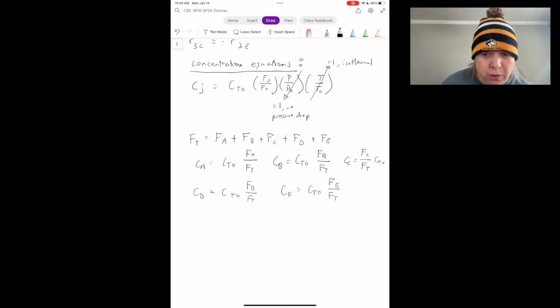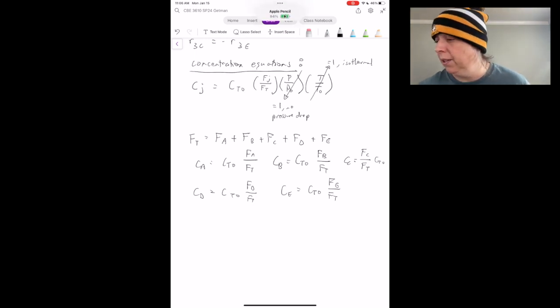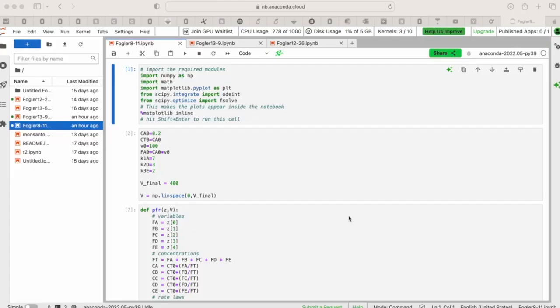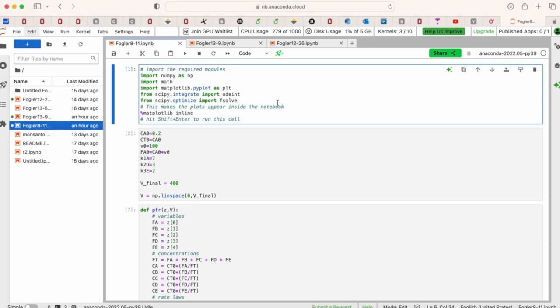All right, so then I should have all of the equations I need. So now I can put this into a solver and solve it. So let's do that. All right, so here I have the Python file set up for this problem that we were working on for multiple reactions in a PFR. So up here I just have the normal information I need to use to import the correct modules into Python.